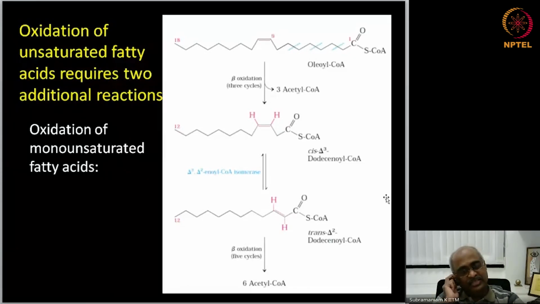So now, so far so good. The palmitic acid had 16 carbons, so I could chop it 2 carbons at a time, and the final one also was 2. What if there were an extra carbon, like instead of 16 it was 17? What do we do? That is one. And second, what if there is a double bond? We know that the naturally occurring double bonds in free fatty acids, as well as in ester form in triacylglycerol, are all cis, as shown here.